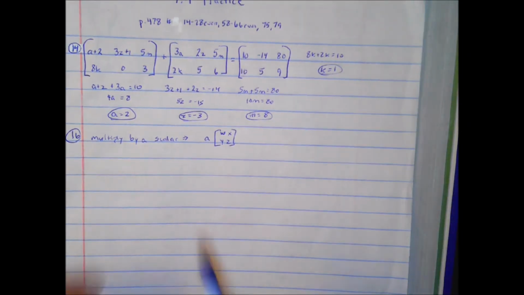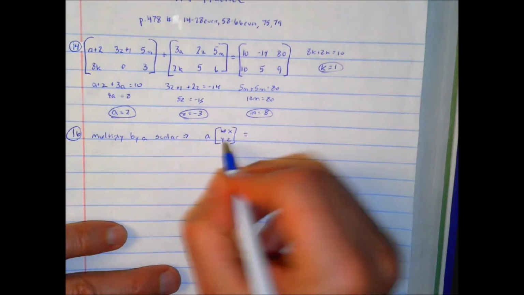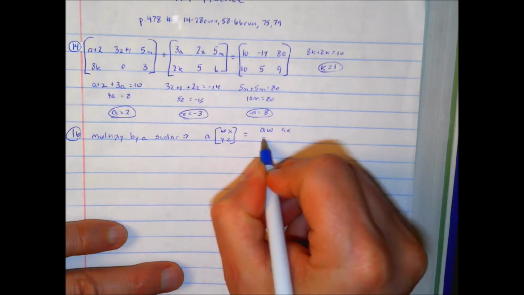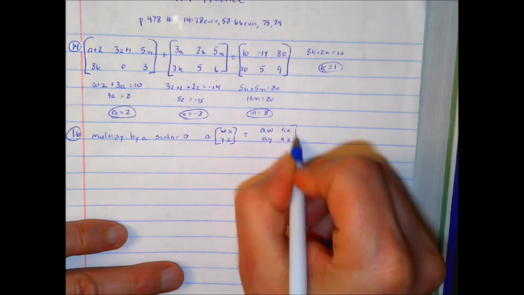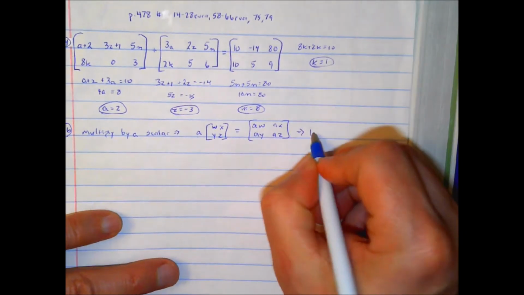To multiply by a scalar, a number out front, just means it's kind of like the distributive property. It would be AW, AX, AY, and AZ. Those are just letters I made up. It's like the distributive property.